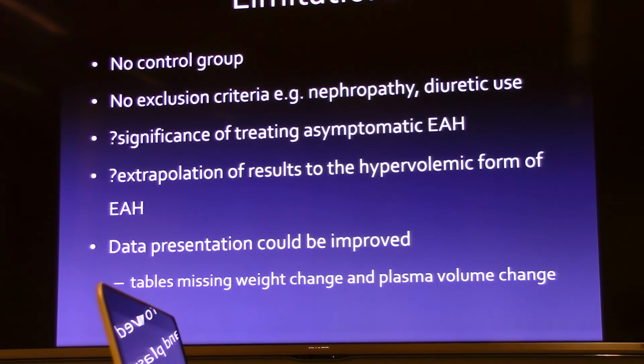Another limitation with this study was that there were no exclusion criteria. Given the small number of participants in this study, being 11 and 15, anyone with nephropathy or diuretic use could potentially throw off some of our findings here. I also questioned the significance of treating asymptomatic EAH in this case, and whether that can be extrapolated to the treatment of symptomatic EAH, which is what we are concerned about clinically.